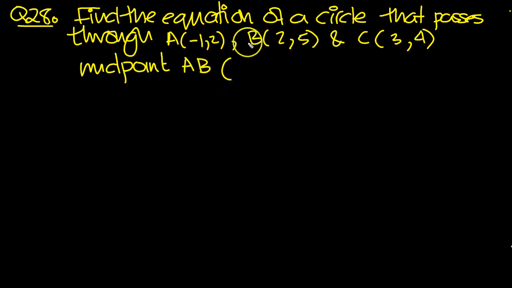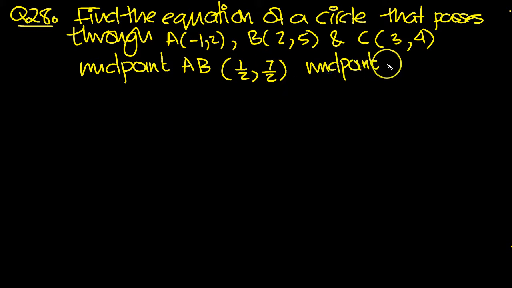If we add these up, 2 plus minus 1 is 1, divide by 2. 5 plus 2 is 7, divide by 2. So that's the midpoint of AB. The midpoint of AC then. A to C, add these. 3 plus minus 1 is 2, divide by 2 is 1. 4 plus 2 is 6, divide by 2 is 3. So there's our two midpoints on our chords.